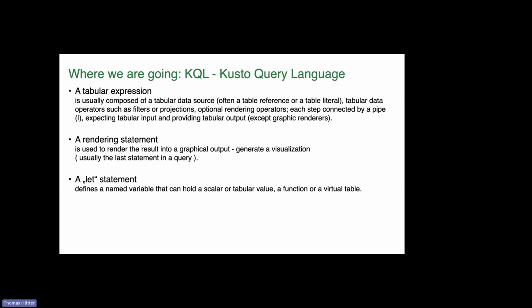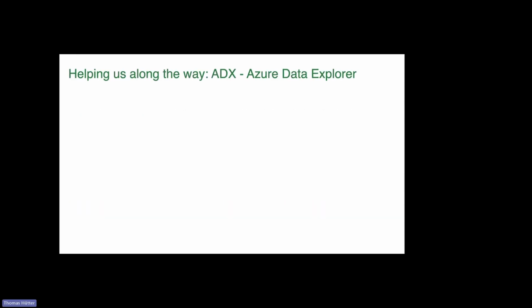The let statement, as I said, can define a variable, and that can be a simple scalar, like I equals 1. It can be an actual tabular value, so you can define with the let something that gives back a table. And it can be a function and also a virtual table, so it is quite versatile. And the set statements, they set option values for your query. Let me see.